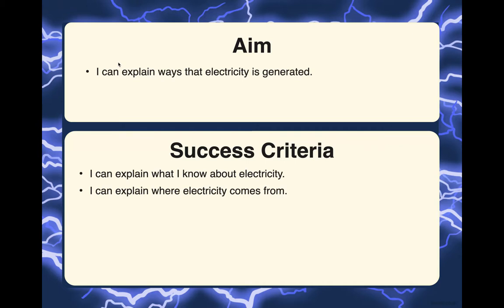And what do we mean by that? What we mean is that by the end of the lesson, you're going to be able to tell me how electricity is made and how it's powered. So our success criteria, to know that we have learned our lesson, means I can explain what you know about electricity, and you're able to explain to me where electricity comes from.